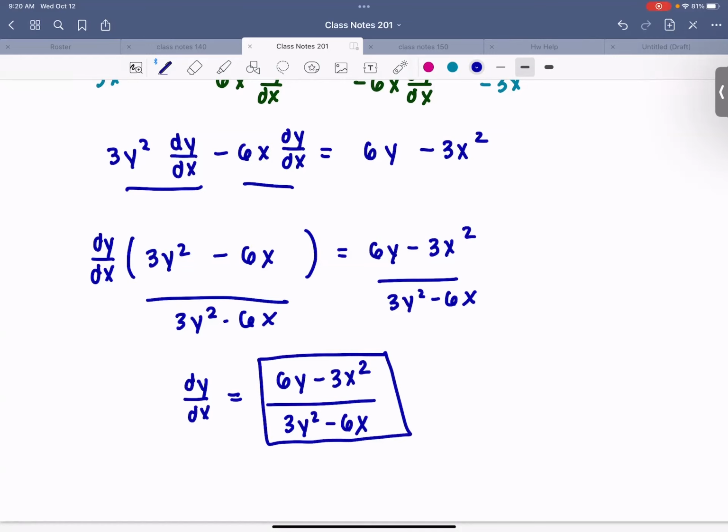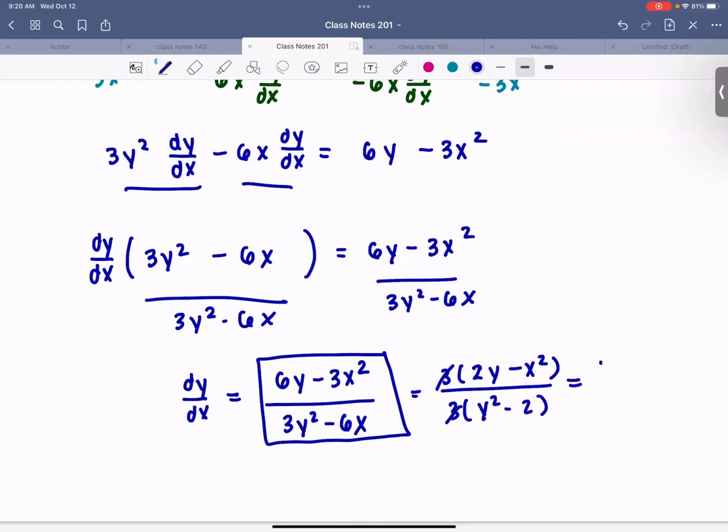You can take out a 3 on the top and the bottom. And let me just show you what that would look like. You could factor out a 3 on the top to make it 2y minus x squared, and factor out a 3 on the bottom to be y squared minus 2. And the 3's would cancel out and get 2y minus x squared over y squared minus 2. I wouldn't expect you to do that on a test or quiz though, because what I boxed is an accurate derivative.